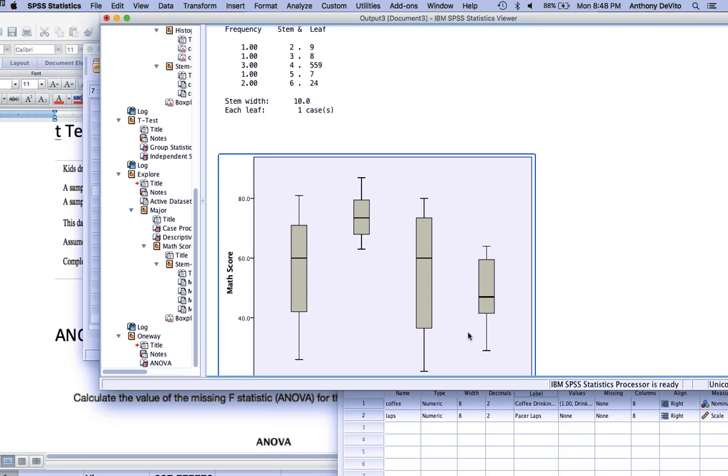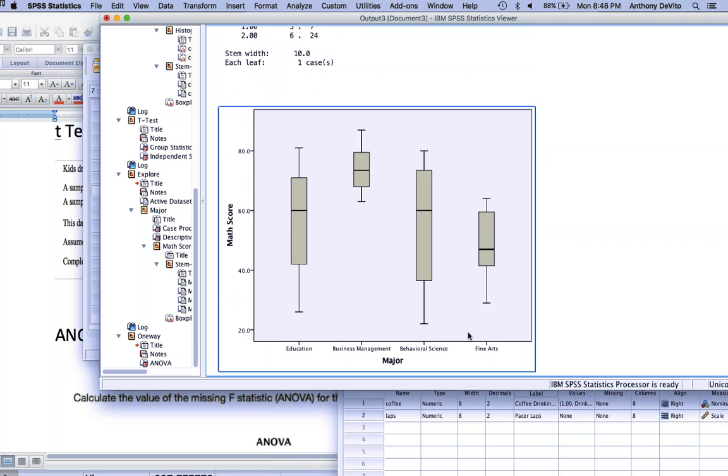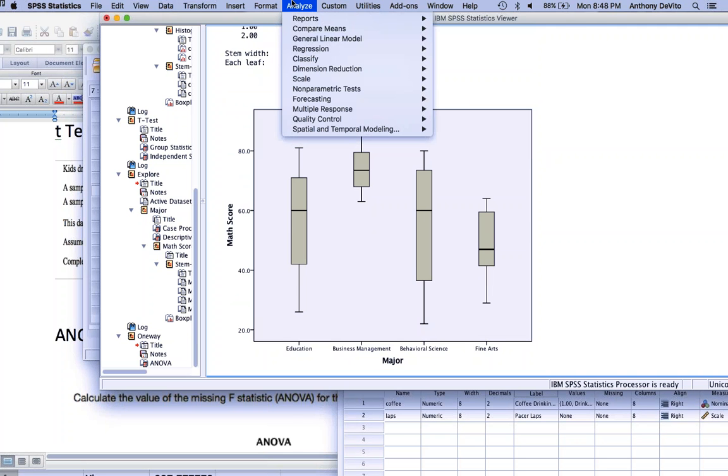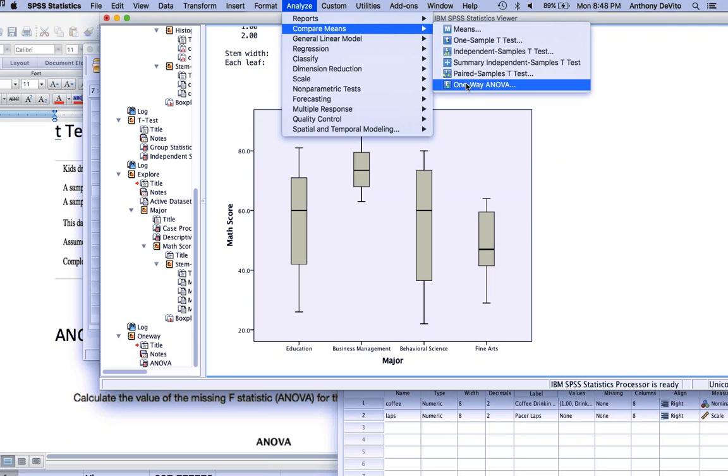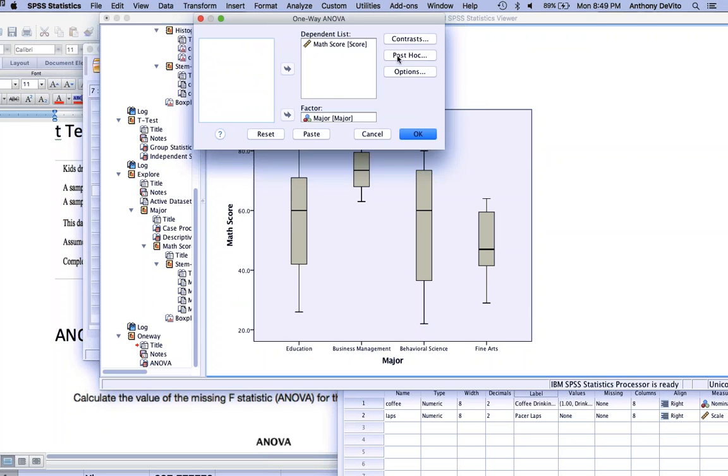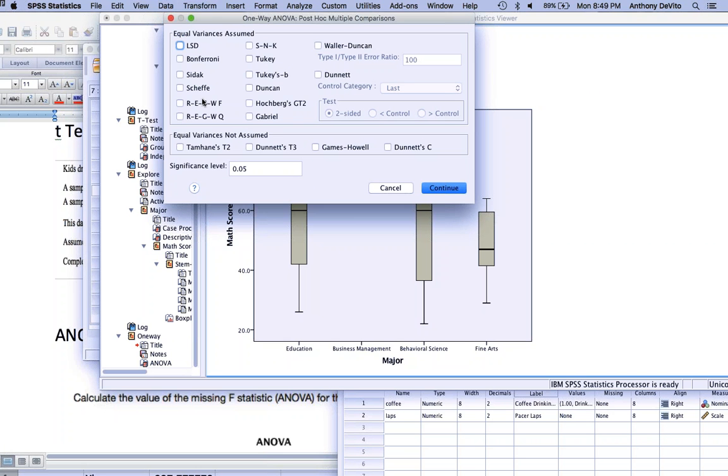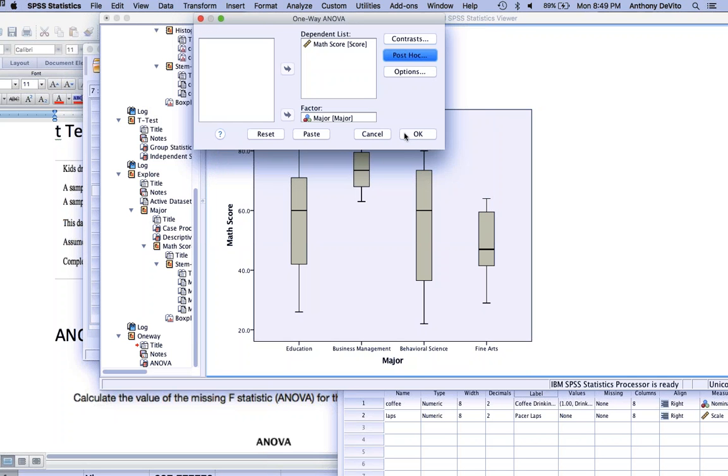Now the problem is, which of these can we say with any certainty are different from one another? That's when we go back and run the post-hoc test. Compare means, one-way analysis of variance. This time I go into post-hoc, and I think on the test they'll probably tell you which one to use if it comes up. So I'm just going to say Bonferroni, and I'll click continue. And now we're going to get a comparison for each pairing that we might possibly get, almost like the t-test that we would have run earlier.